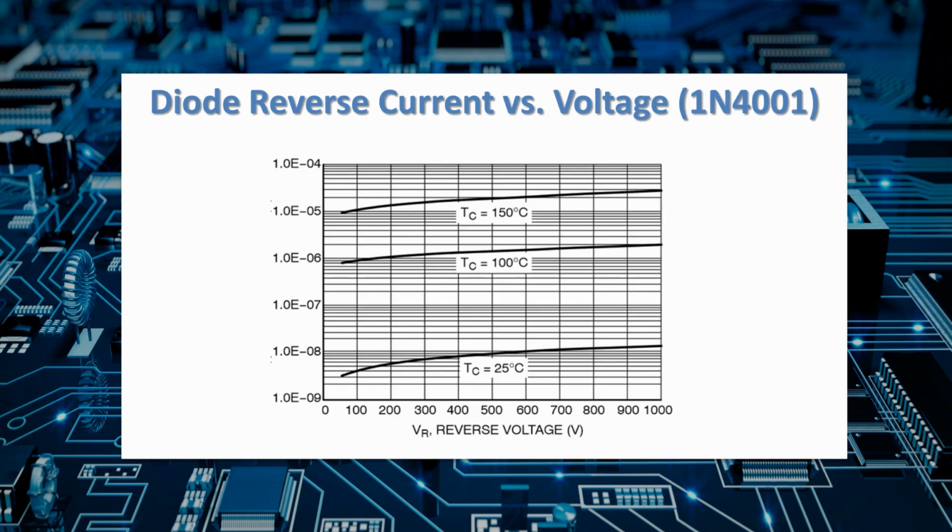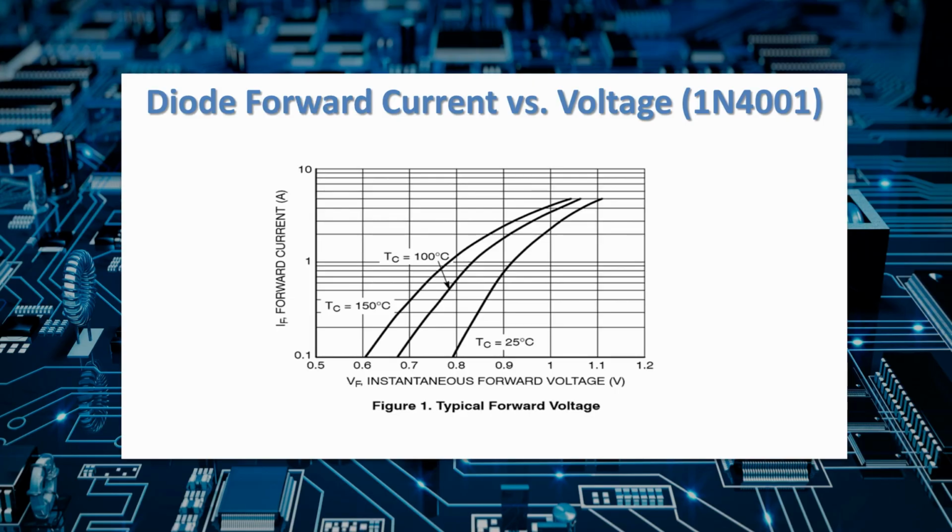This excerpt from the datasheet shows the reverse current versus voltage. This is actually for the 4000 series. Remember, the 4001 is only good to about 60 volts in reverse mode. But notice for that reverse voltage, at 25 degrees C, which is about room temperature, we're really only talking about 5 times 10 to the minus 8th amps. That's very low.